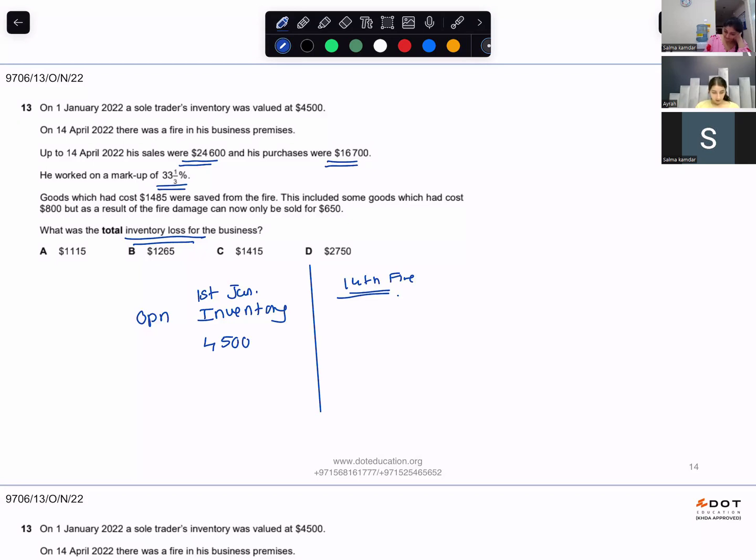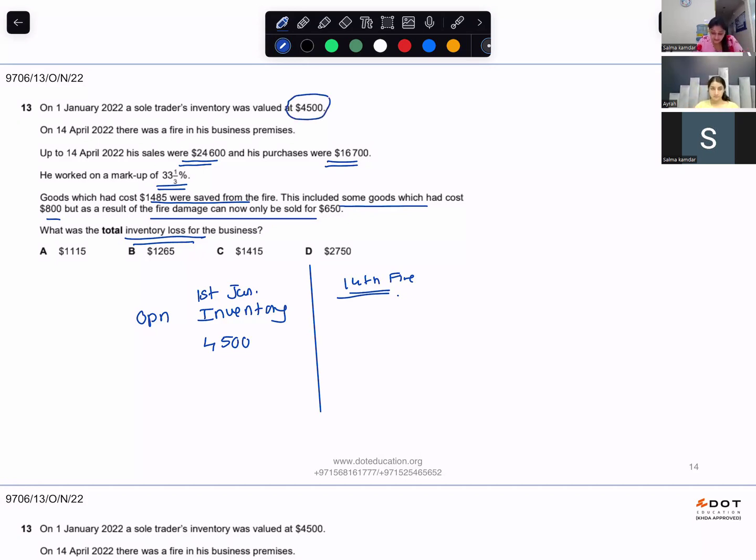Goods which had cost $1,485 was saved from the fire. This included some goods which had cost $800, but as a result of the fire damage can now only be sold for $650. That means you had purchased something for 4,500.